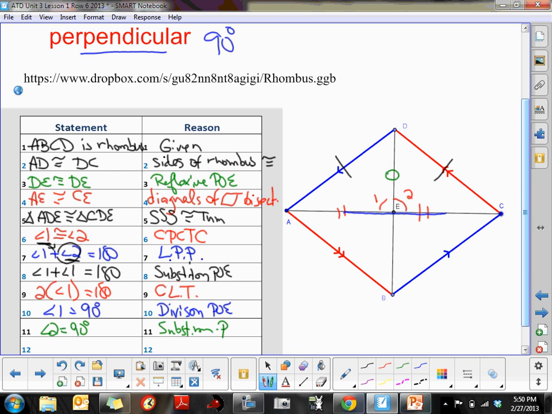And we really don't need it because we have also proven earlier in the year that if we have one right angle when two lines intersect, there are four right angles formed. So we've definitely conclusively proven that the diagonals are always going to be perpendicular to each other in a rhombus.